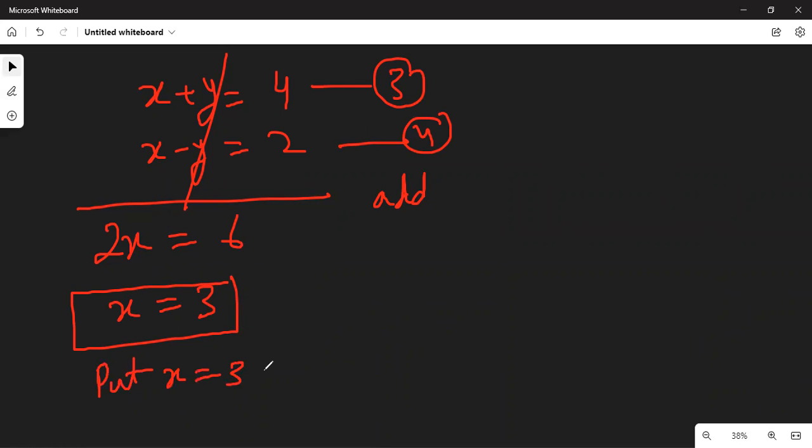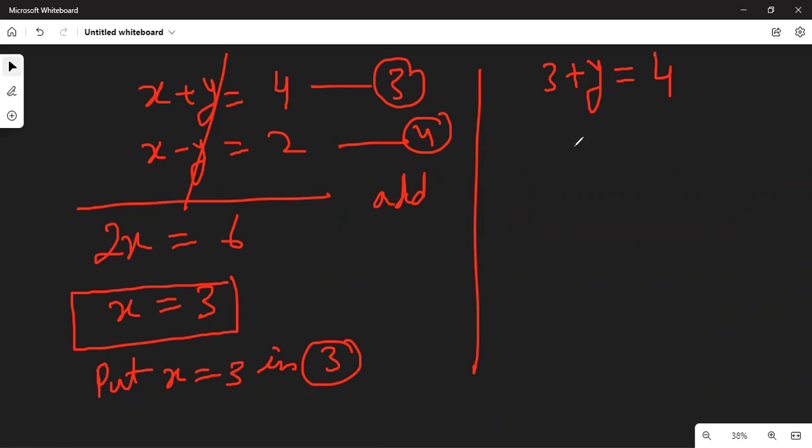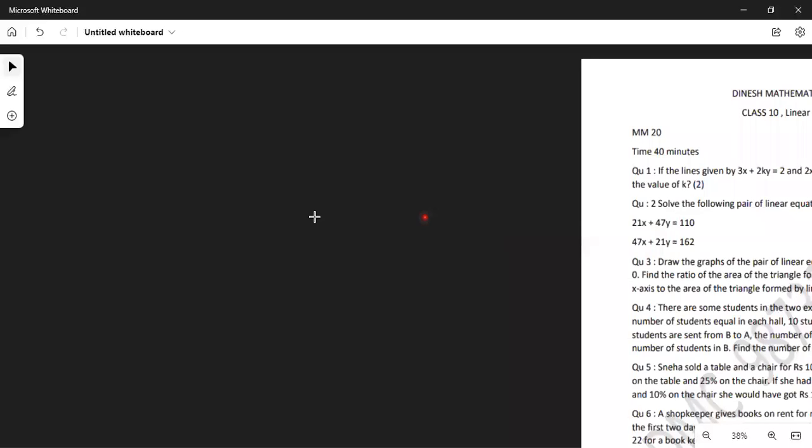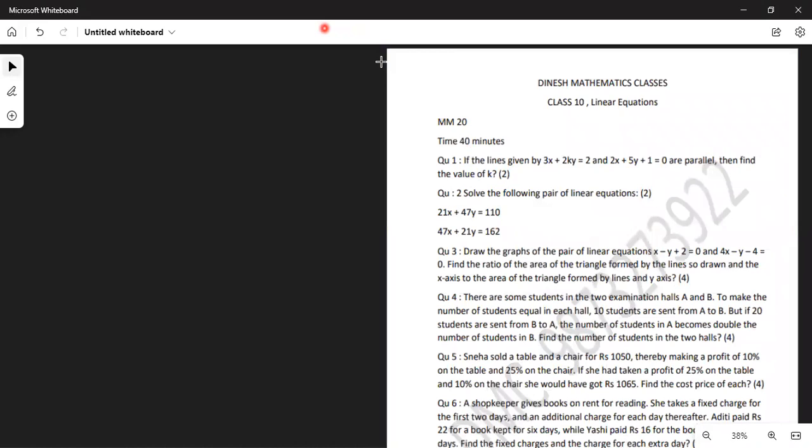So we put x is equal to 3 in equation 3. We get 3 plus y is equal to 4, or y is equal to 4 minus 3, which is 1. So our answer is x is equal to 3 and y is equal to 1. You can check your answer. When you put x equal to 3 here and y equal to 1 here, both equations will be satisfied, right?